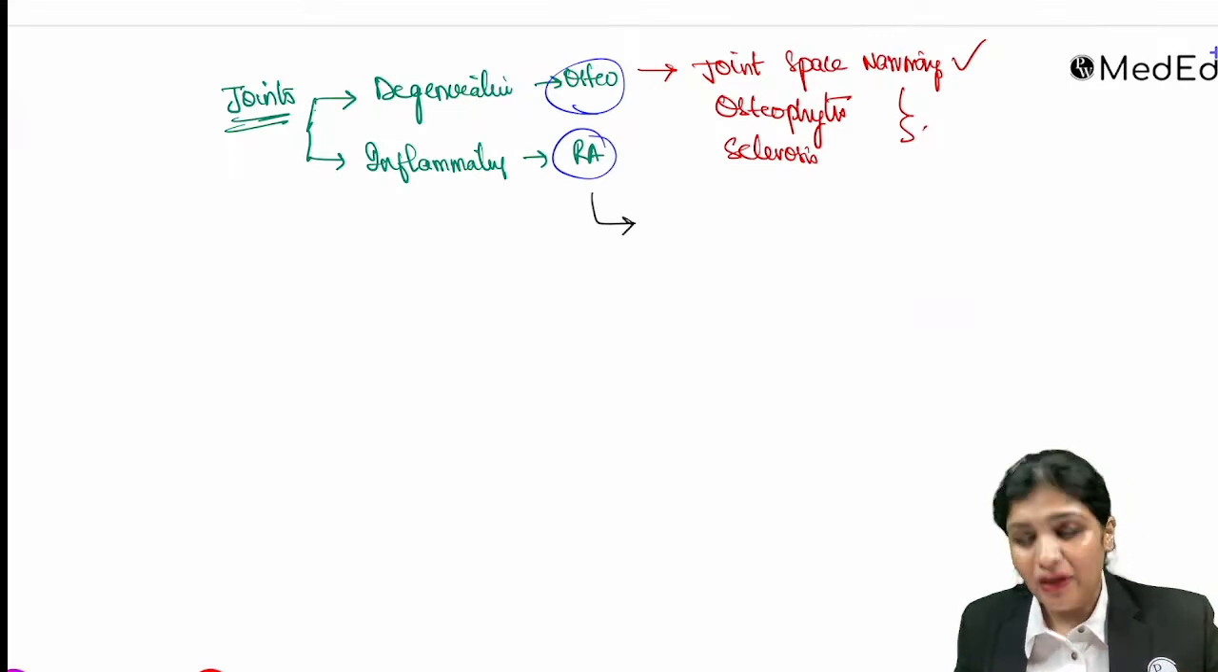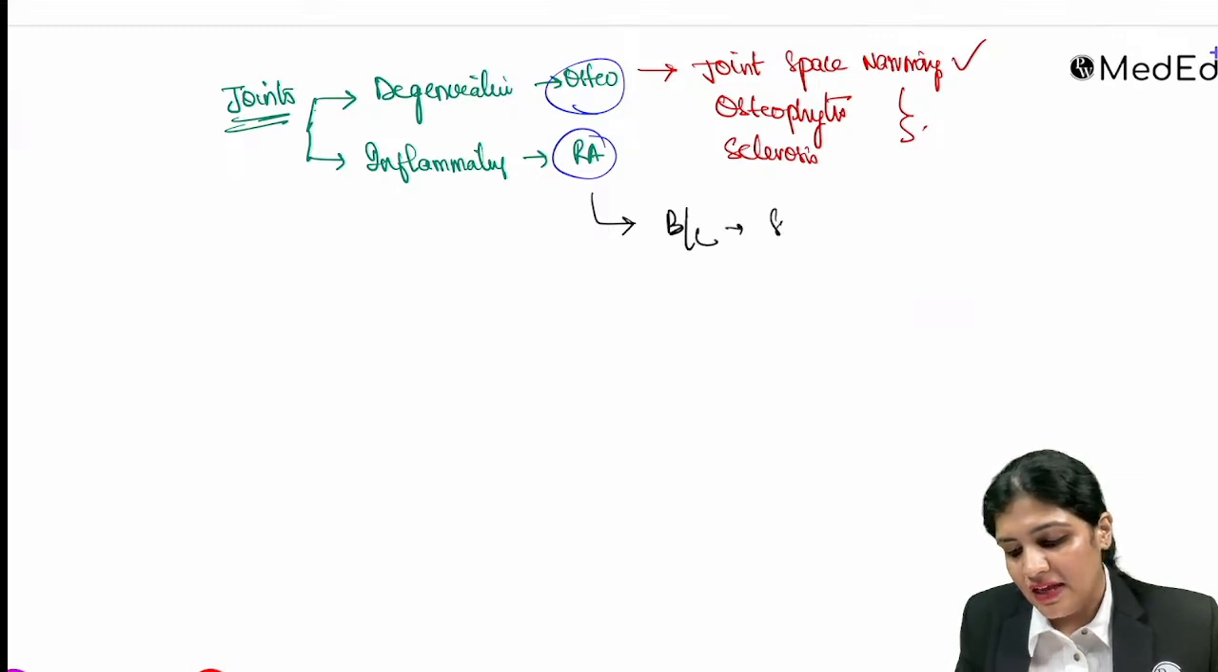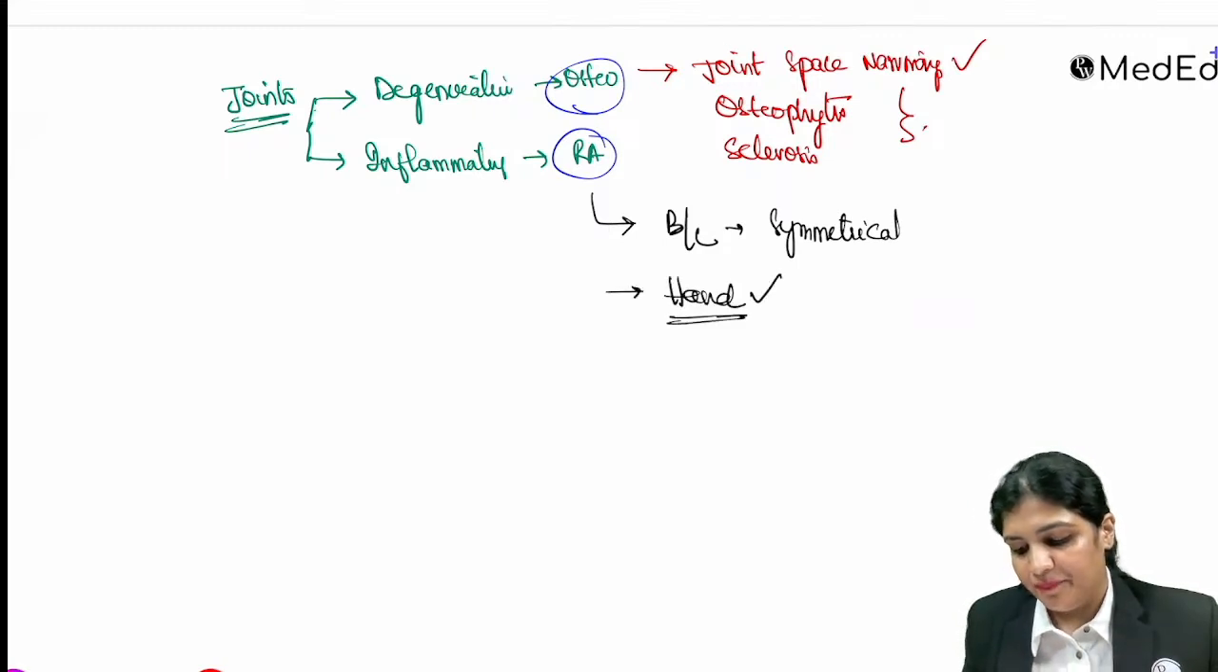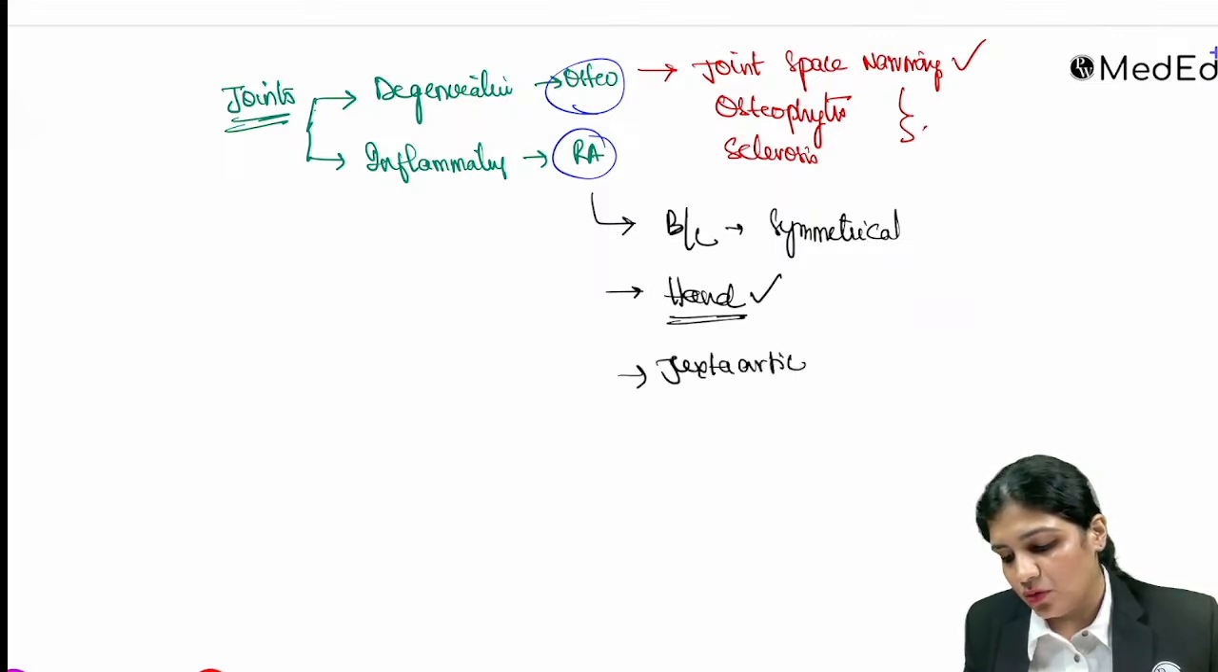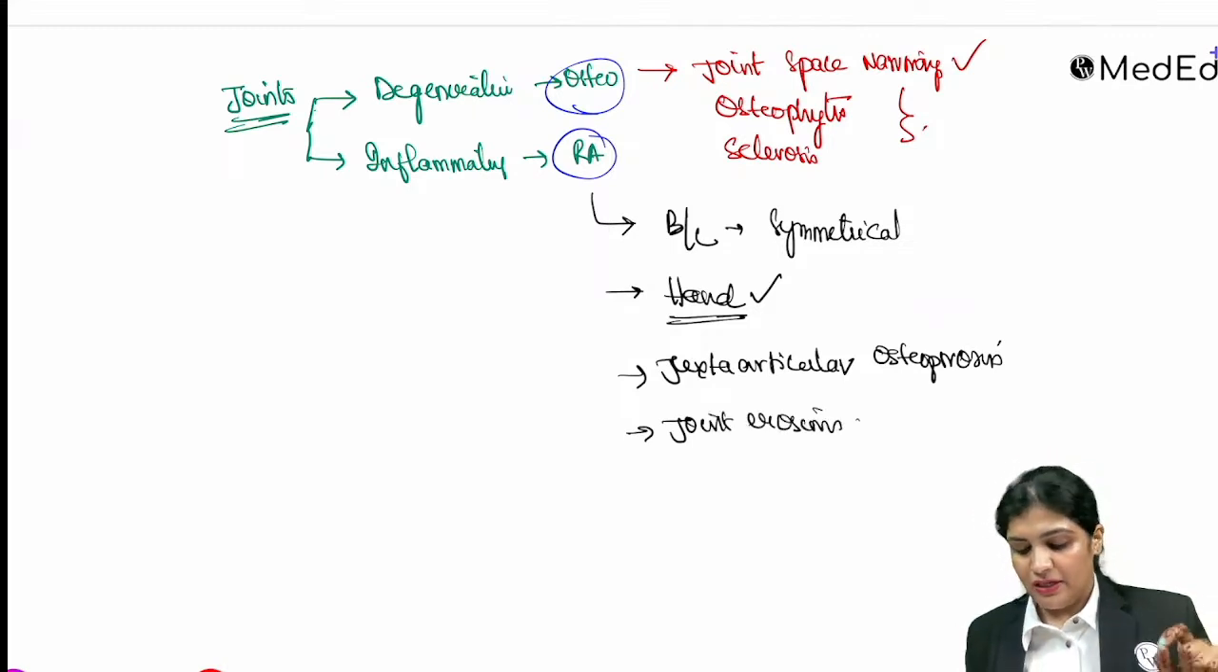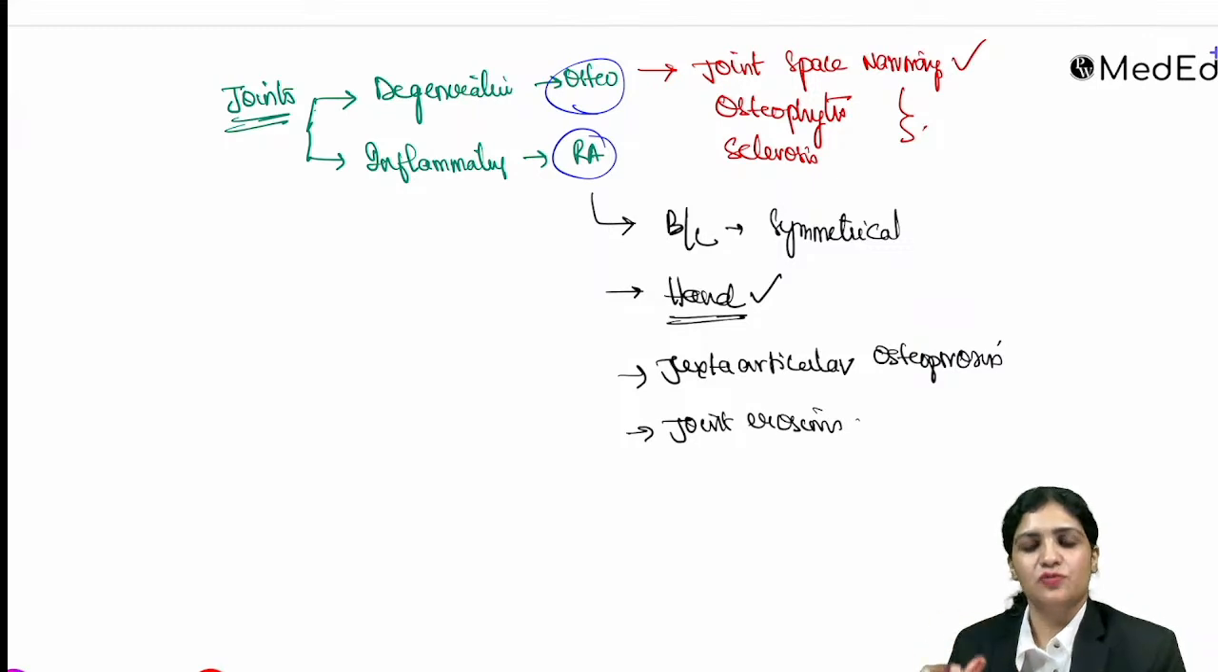And in case of rheumatoid arthritis, the most important thing is that it is bilateral and symmetrical, and mostly you see these findings in the hand. And there will be juxta-articular osteoporosis, and you will see there are joint erosions. So these are a few findings which you see.